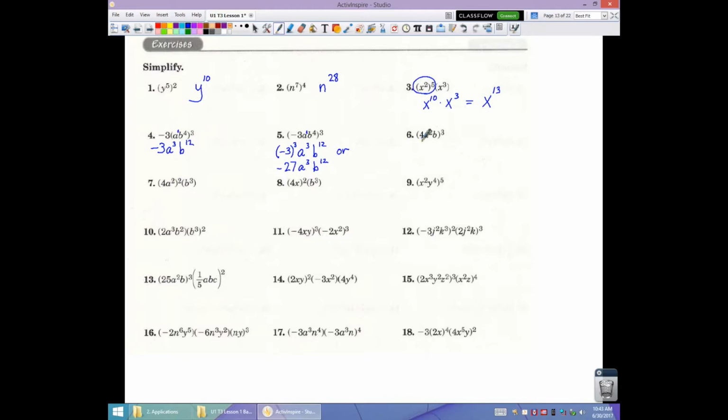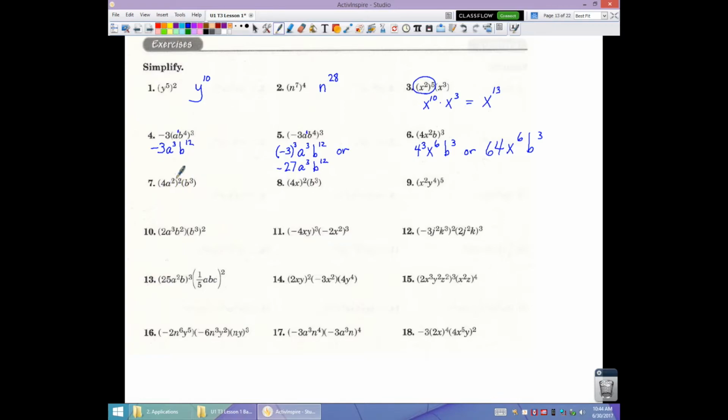Number 6, again, the 4 is inside the parentheses, so it gets the exponent. So 4 to the third, x to the 6th, b to the third. Or if we multiply that out, 4 times 4 times 4 is 64, x to the 6th, b to the third.